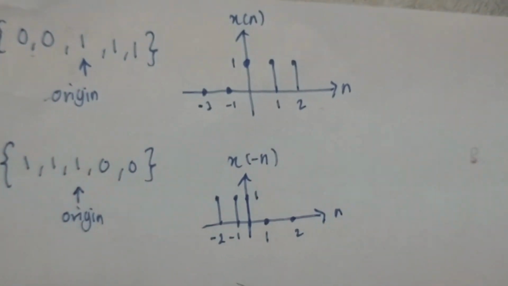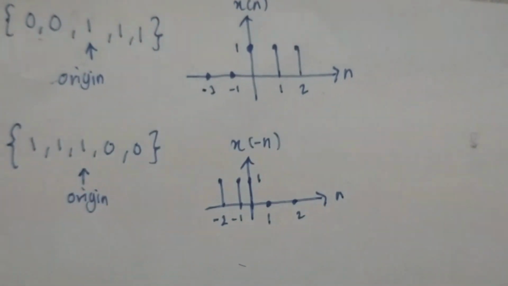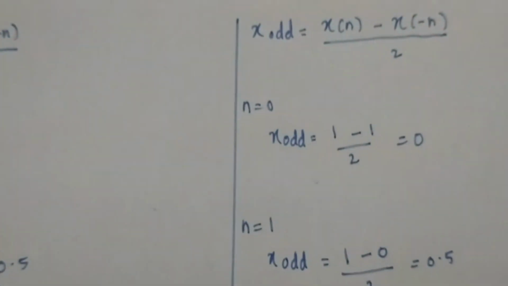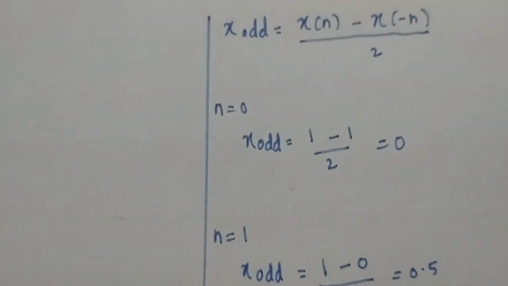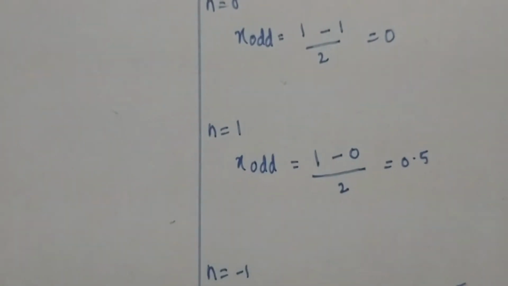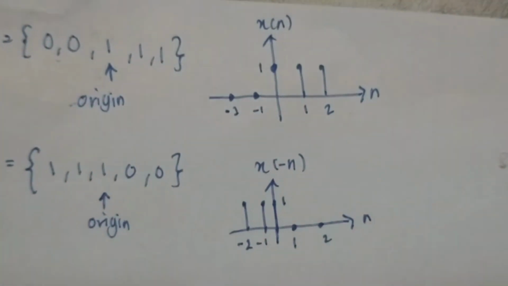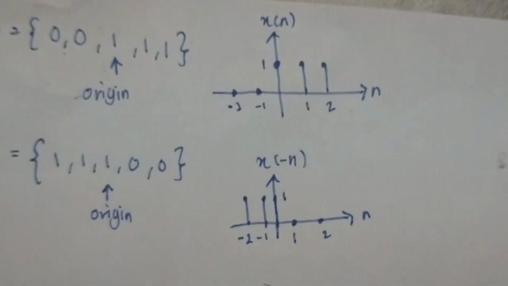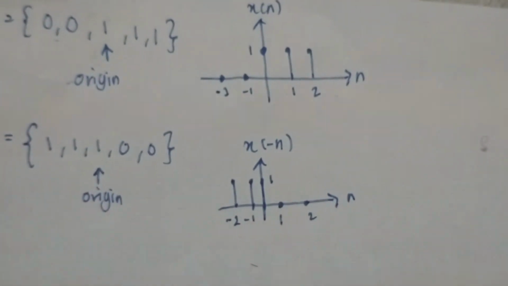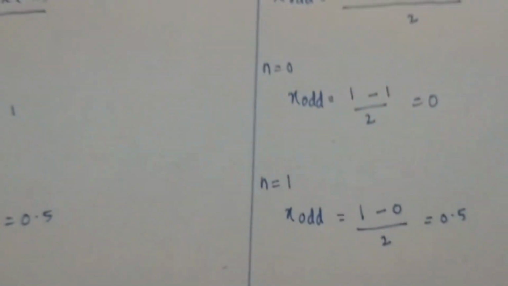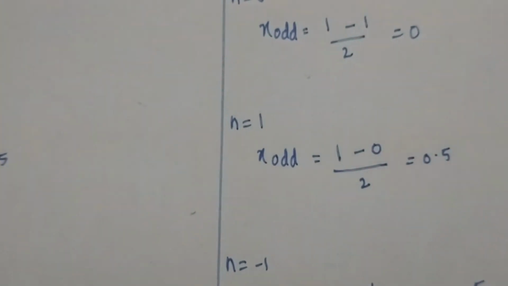So for x[n] at 0, the amplitude is 1 and the same goes for x[-n]. We put this into the formula: 1 minus 1 divided by 2, and we get 0 for n equal to 0. For x[n], when n equals 1, the amplitude is 1, and for x[-n] the amplitude is 0. So we put it into the formula, and we get 1 minus 0 divided by 2, which is 0.5.